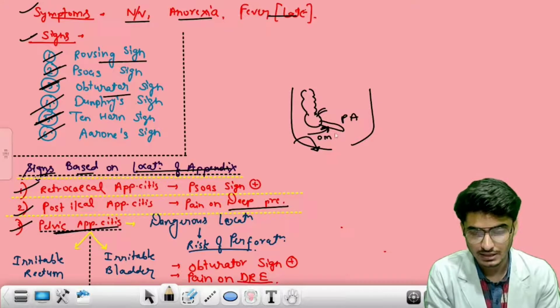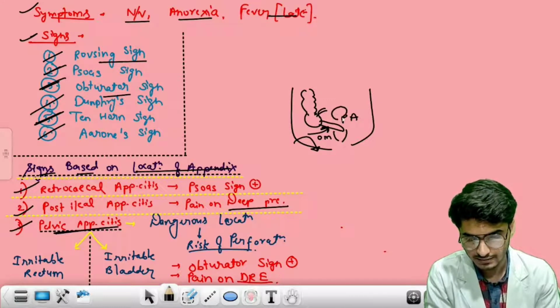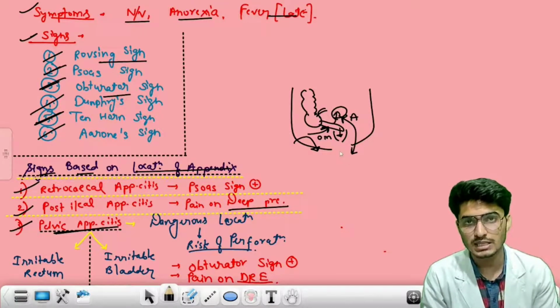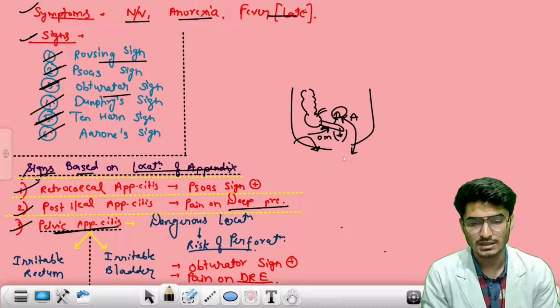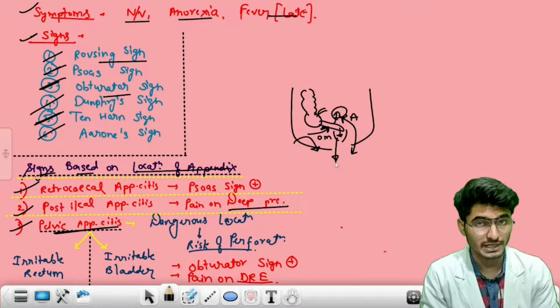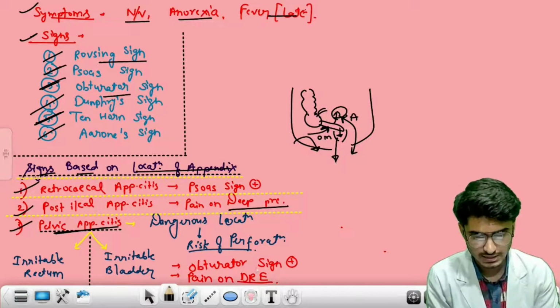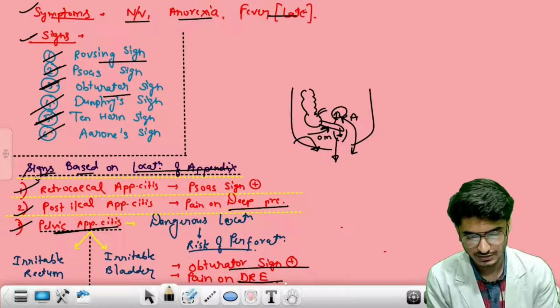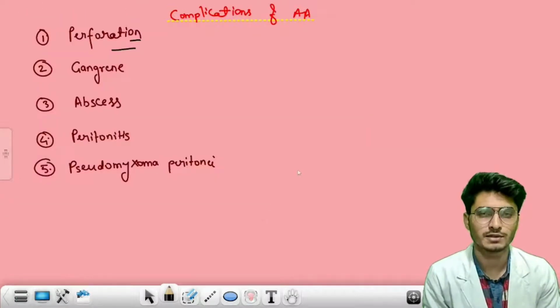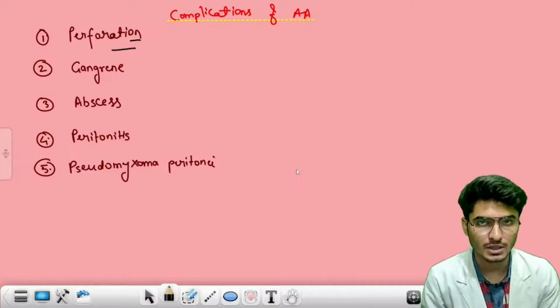This pelvic position is near the rectum and the bladder. So it causes irritation to the bladder and irritation to the rectum. That causes increased frequency of micturition and microscopic hematuria. Irritation of the rectum causes tenesmus and diarrhea. So in this case, the obturator sign is positive and digital rectal examination causes pain. Okay, in this scenario. Now we will discuss the complications of acute appendicitis.